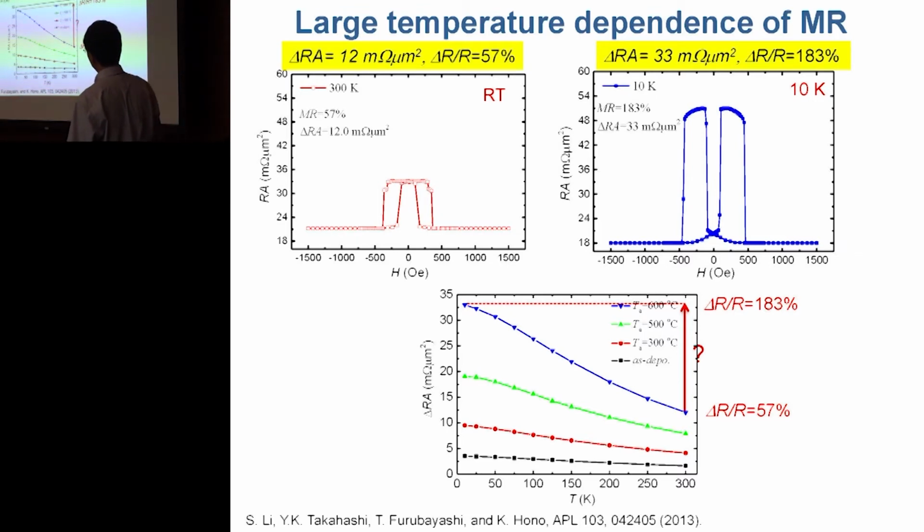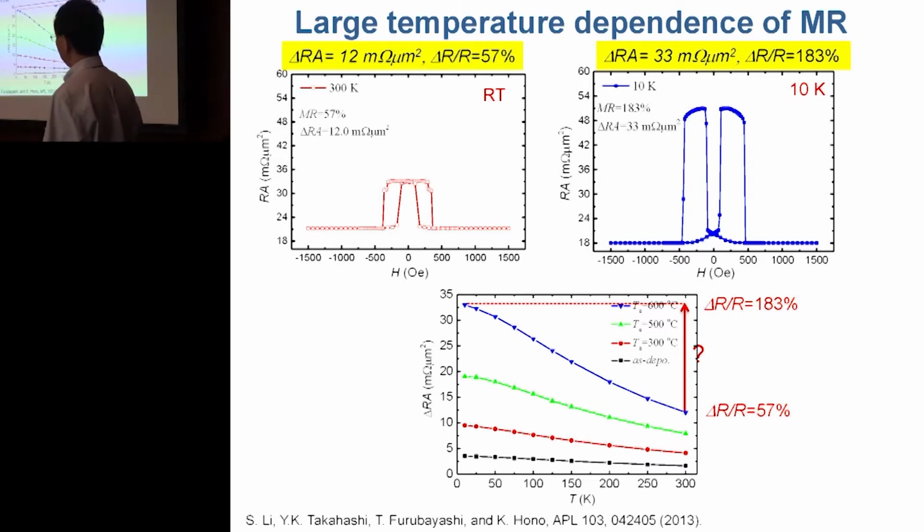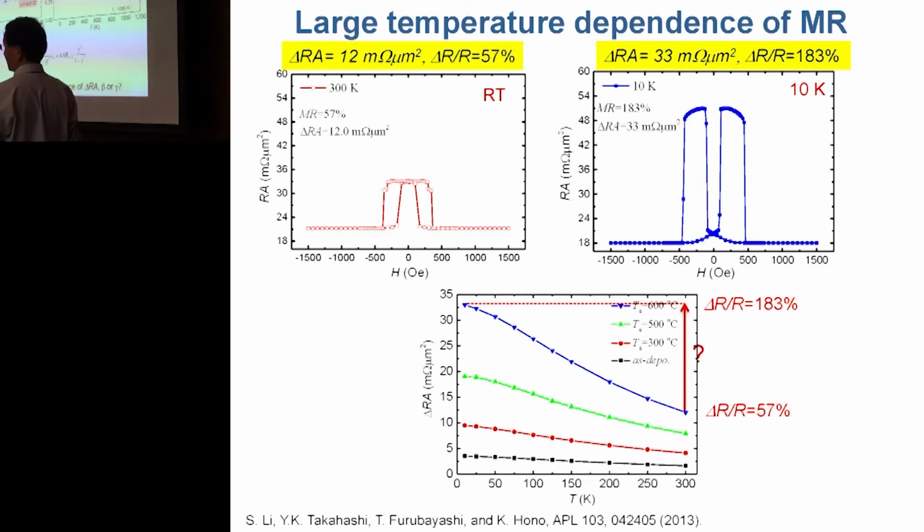So if we plot the delta array value as a function of temperature, we found that compared to the low temperature value, the room temperature value is 1/3. So somehow this MR is substantially degraded when we use it at room temperature. So what is the reason for that?